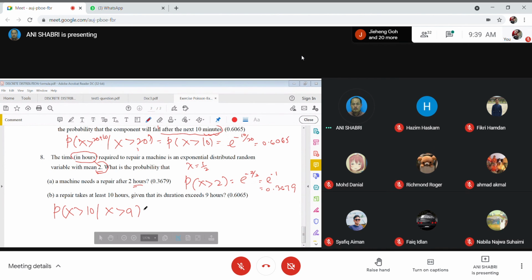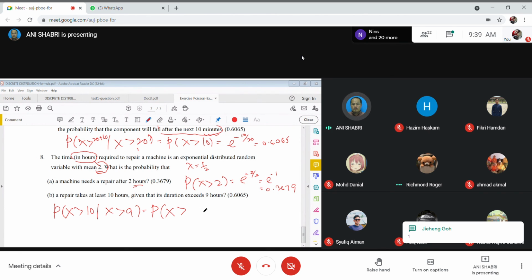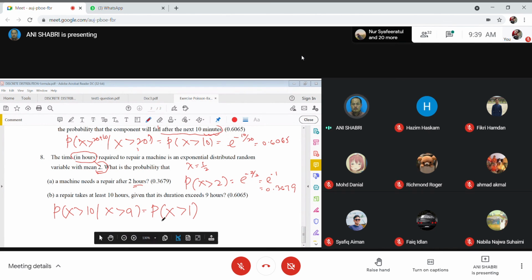It is equal to P(X greater than 1). Less or greater? Greater than, 10 or 1? 1. It is very important. If you get it wrong, you study this one again. Memoryless, a question like this one. It is equal to e to the power of minus lambda, where lambda is equal to 1/2, times 1. It is equal to e to the minus 1/2, which is 0.6065.